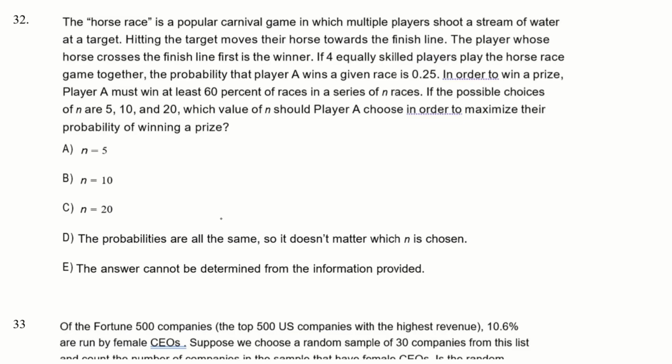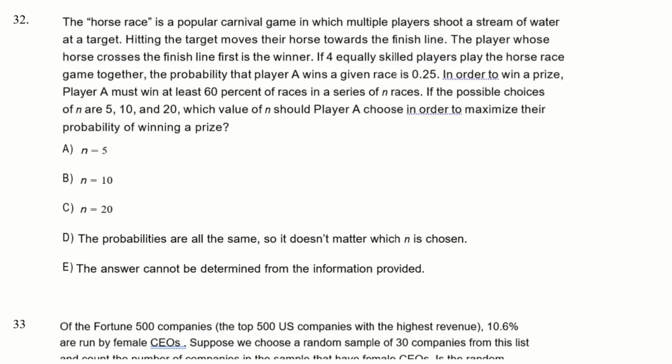If 4 equally skilled players play the horse race game together, the probability that player A wins a given race is 0.25. In order to win a prize, player A must win at least 60% of races in a series of n races. If the possible choices of n are 5, 10, and 20, which value of n should player A choose in order to maximize their probability of winning a prize?